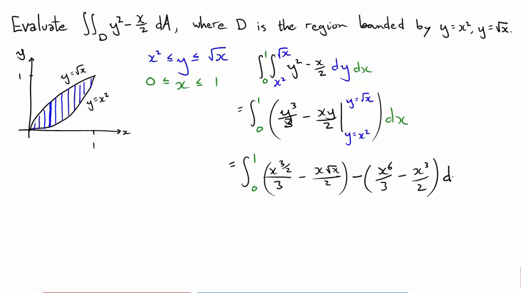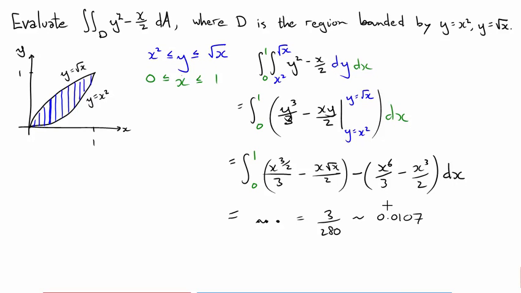And this is a straightforward integration with respect to x, and I will leave out the details. You can work this out. You do get 3 over 280, which is approximately 0.0107.